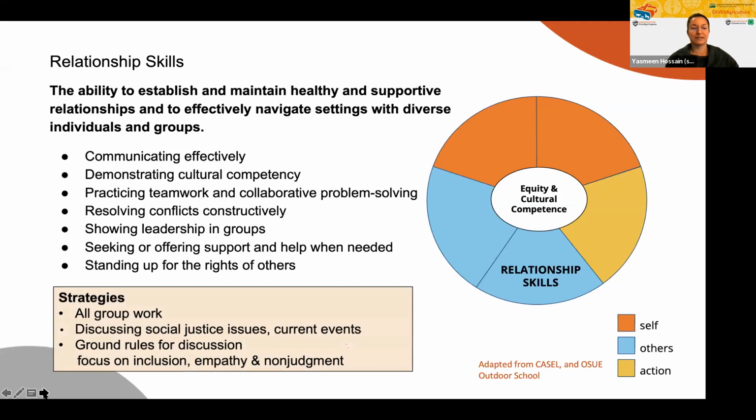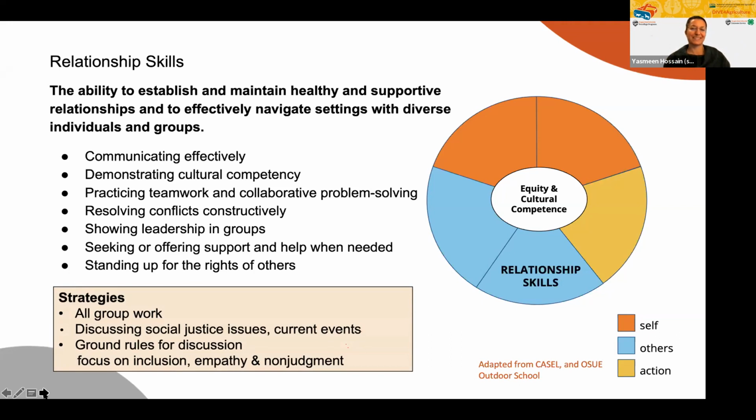So again, what might this look like in a learning setting? Essentially all group work, they get to practice their relationship skills, discussing social justice issues, current events, and then setting up the ground rules for group discussions or group work, and having that be a collaborative process where the students get to decide how do they want to be talked to by their peers, which they also have to abide by, of course. Next slide, please.